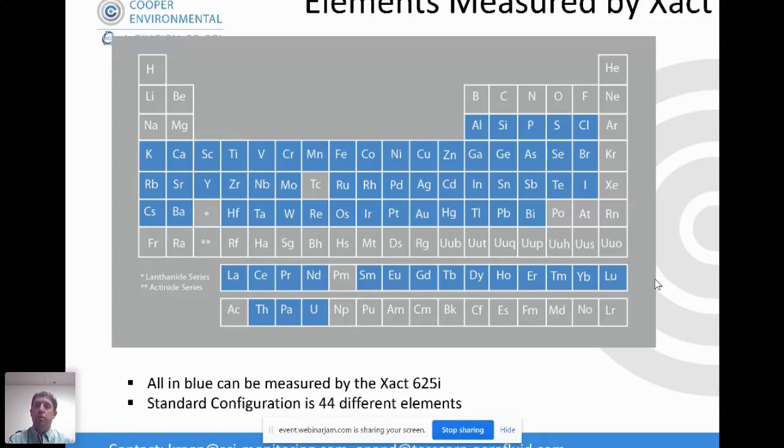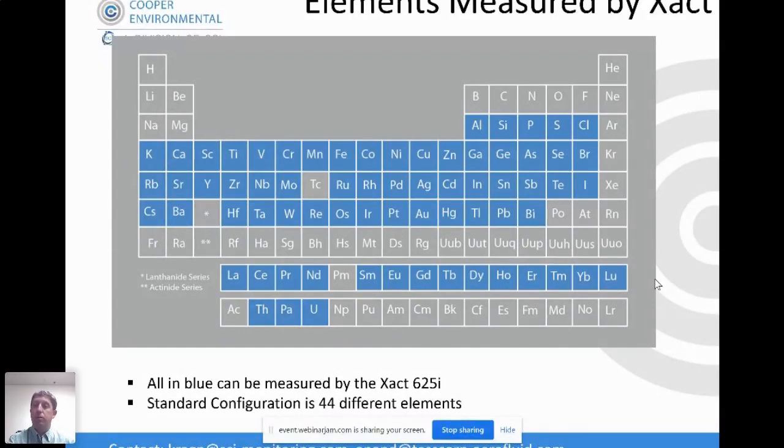This slide shows the different elements that can be measured with the Xact. Basically, anything highlighted on that periodic table in blue can be measured by the instrument. Anything ranging in atomic number from aluminum all the way on up to uranium.